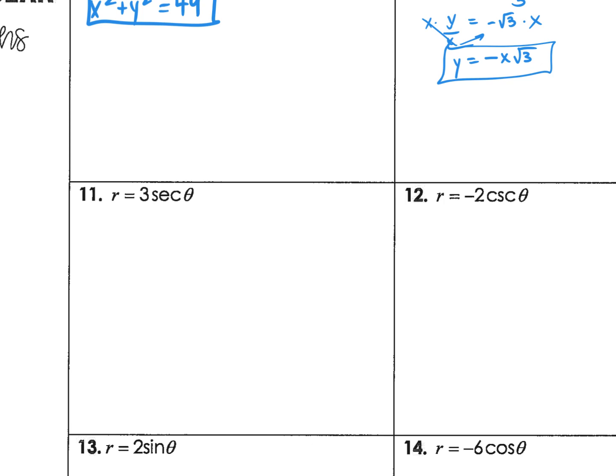Secant isn't even in the book, is it? So let's rewrite secant first so we can see if we can figure out what to do. What is secant? 1 over cosine. How do I get rid of a 1 over cosine? Because I multiply both sides by what? Oh, hey.